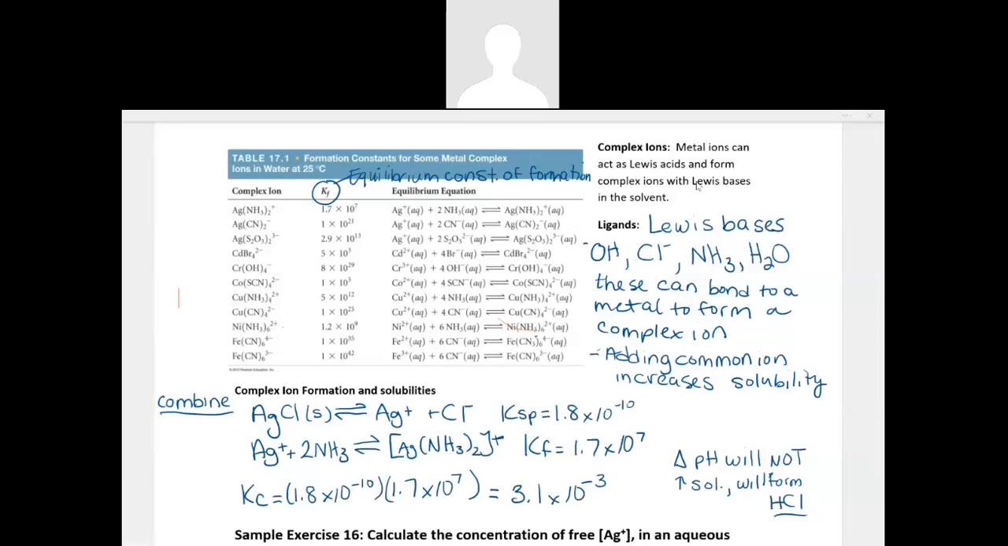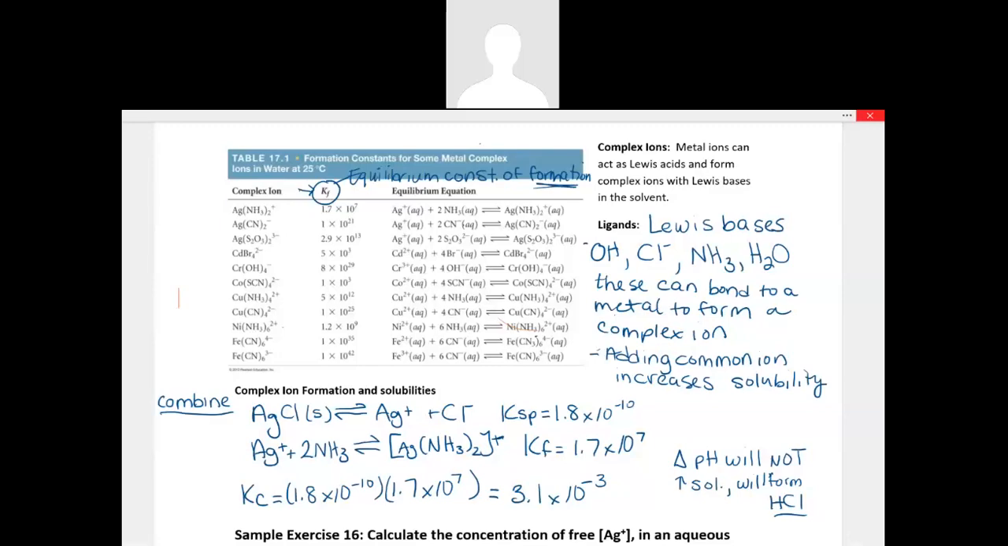In this video, we're going to take a look at another additional aspect of aqueous equilibria from chapter 17. Here we're going to look at what's called complex ions and complex ion formation, and then their solubilities. So what we see up top here is a new type of K, a new equilibrium constant. This is K sub F. This is called the equilibrium constant of formation, and we're given this when we have a complex ion that forms.